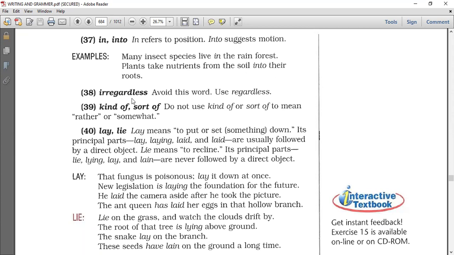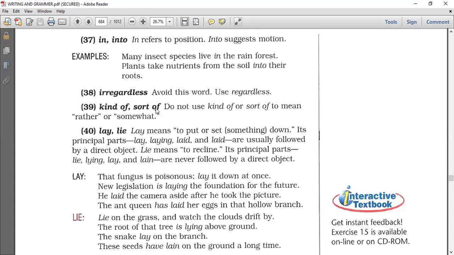Irregardless is not an English word. Avoid it completely, altogether. Use regardless. Again, irregardless, some people use it to mean regardless. Never use irregardless. It's not an English word.